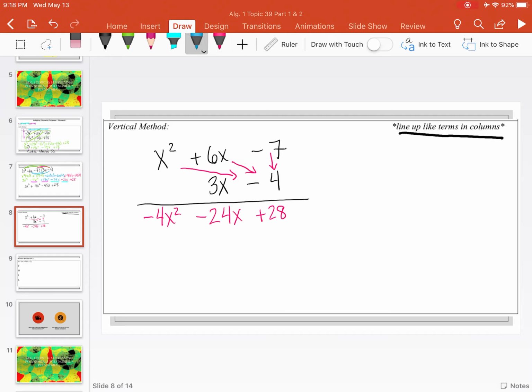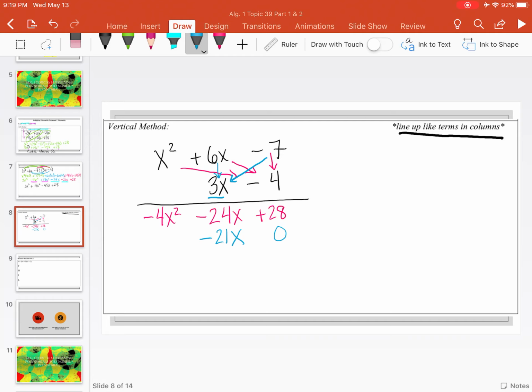Then, once we move on to our 3x term, this is in like the 10 spot. So just like you did back in elementary school, when we multiply our negative 7 times 3x to get negative 21x, we're not going to line it up under our 28. Instead, we're going to put a 0 there. That's our placeholder. Instead, negative 7 times 3x gives us negative 21x, which we line up right below our negative 24x.